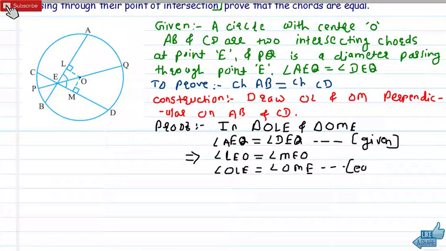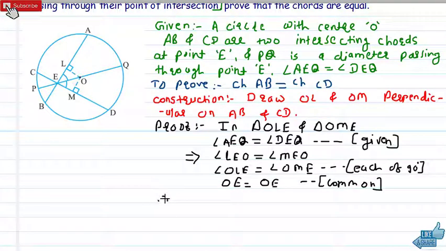Each of 90 degrees. Now OE is equal to OE, that is common. So we can say that, therefore, triangle OLE is congruent with triangle OME, by which criteria? By the AAS congruency rule.